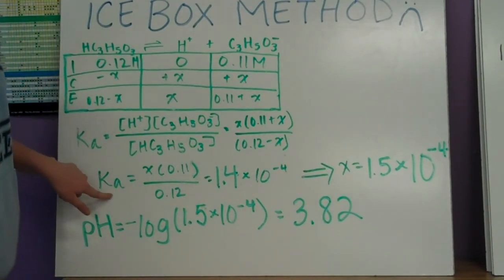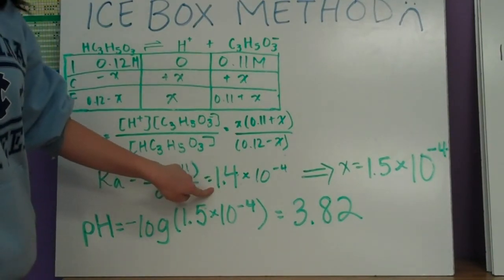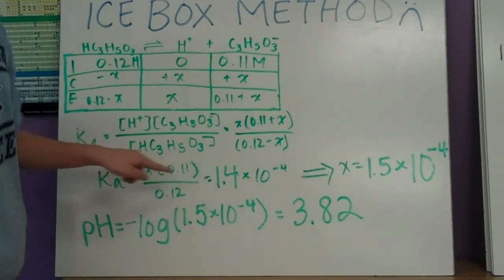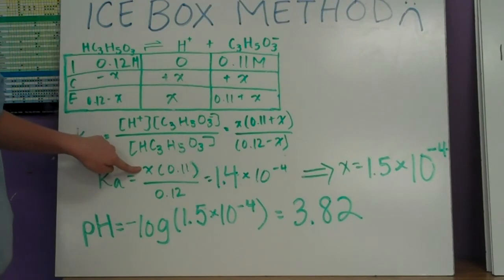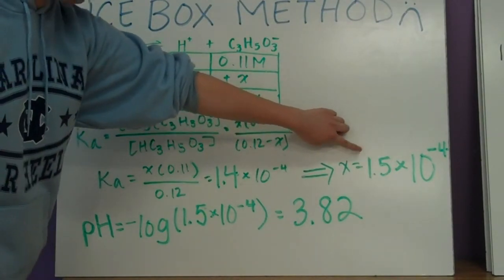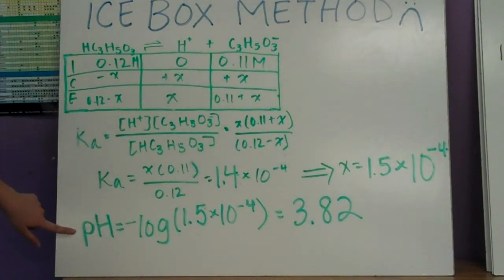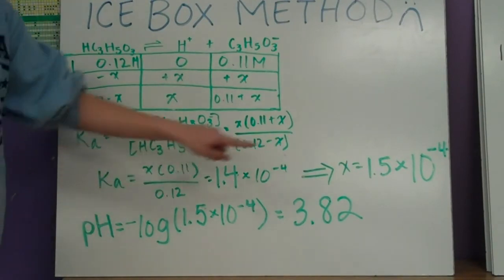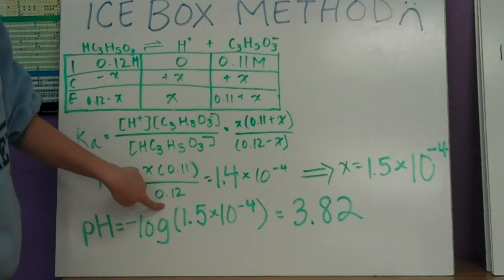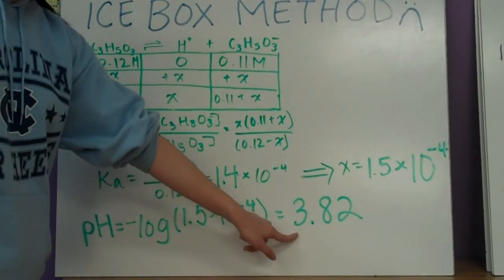We find the value of Ka from our reference tables, which is a constant, is 1.4 times 10 to the negative fourth, which means we only need to solve for the hydrogen concentration, which we find to be 1.5 times 10 to the negative fourth. Then we plug this into our pH equation, in which pH is equal to the negative log of the hydrogen concentration. Since our hydrogen concentration is 1.5 times 10 to the negative fourth, we find that our pH is 3.82.